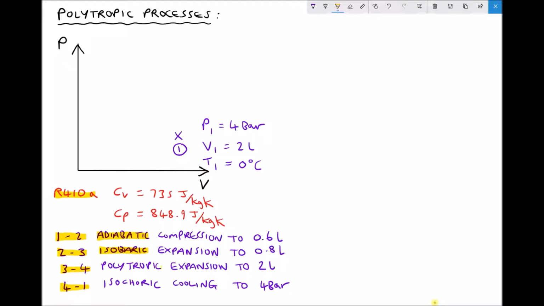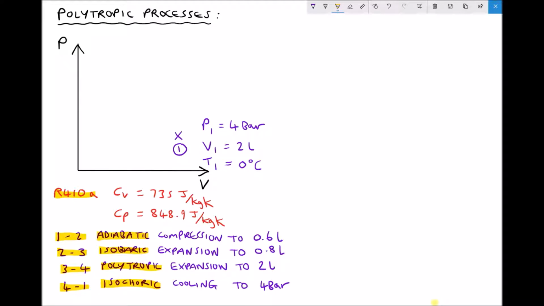Next we have a polytropic expansion, and unlike with adiabatic processes, polytropic processes do either lose heat to the surroundings or gain heat from the surroundings. And we're going to introduce something called the polytropic index, which actually determines how much heat is gained or lost to the surroundings. Now finally, we have an isochoric process. An isochoric means constant volume. So as we discuss each of these processes and determine our unknown pressures, volumes and temperatures, we're going to plot these processes on our PV diagram.